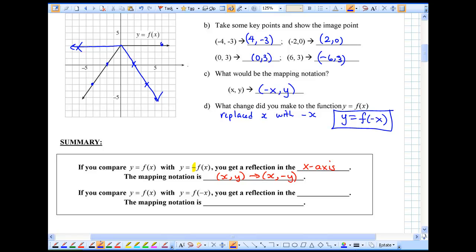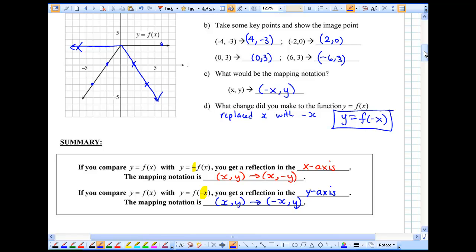Similarly, if we compare y equals f of x with y equals f of -x, notice when we put the negative now inside the function, you get a reflection in the y-axis. And the mapping notation in this case, -x, y. Okay? That's reflections, people. So, you feel good about this?